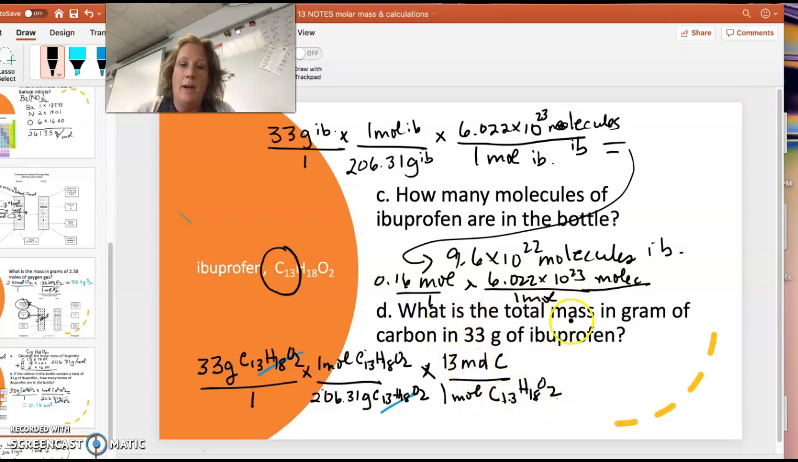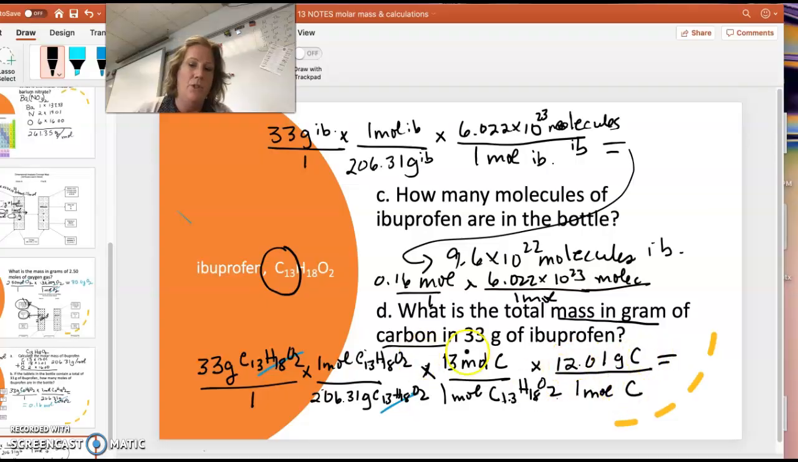And then lastly, I want to know the mass in grams of just the carbon. So now I'm going to convert 1 mole. I know that 1 mole of carbon has a molar mass of 12.01. That's why it's really helpful to keep track of which thing you're talking about. So my moles would cancel of ibuprofen, but then also my moles of carbon would cancel. And I'm left with grams of carbon. And with 2 sig figs, because I have 2 to start with, remember all of these are infinite sig figs, then my answer would be 25 grams. So 25 of the 33 grams of that bottle of ibuprofen are carbon.